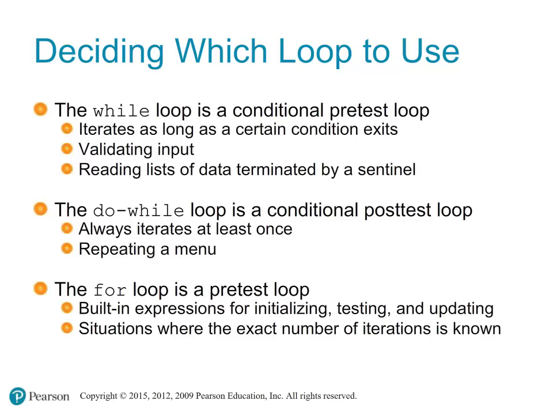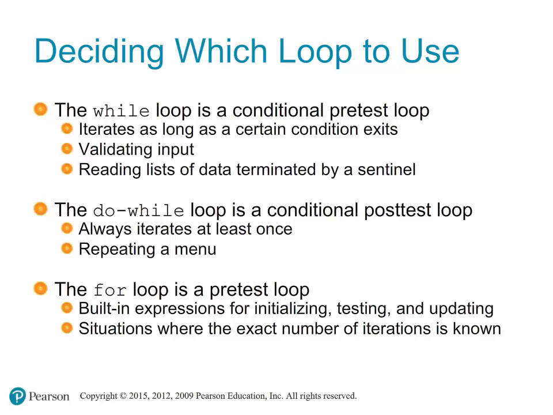We can also use it when the list is terminated by a sentinel value. The do-while loop is a conditional post-test loop. It executes the loop body at least once, then checks the condition. It can display a menu to the user until they make a valid selection. So, scenarios where at least one iteration is required.